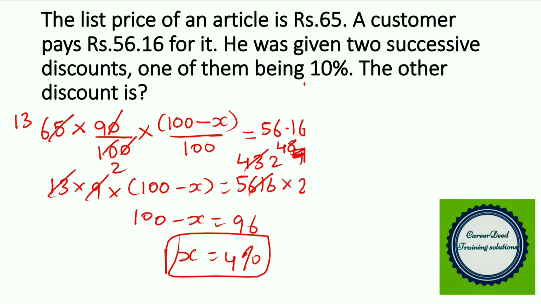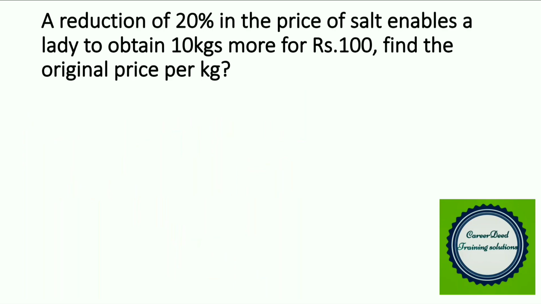Hope you got the point. Moving to the last question of the session. A reduction of 20% in the price of salt enables a lady to obtain 10 kgs more for rupees 100. Find the original price per kg. Your time is 45 seconds. So if you could solve this problem, you can solve any type of profit and loss problems in less than 45 seconds. Okay, pause the video.